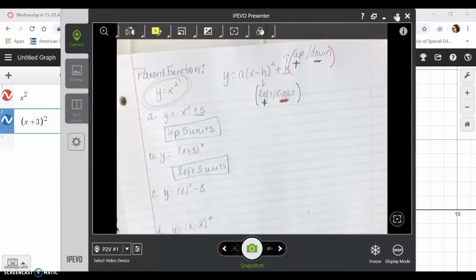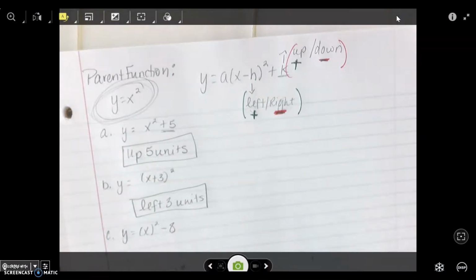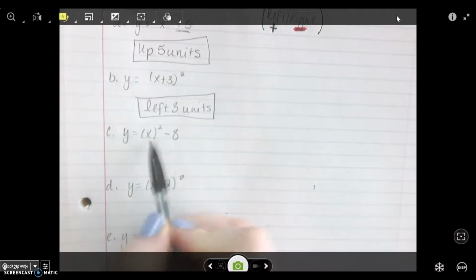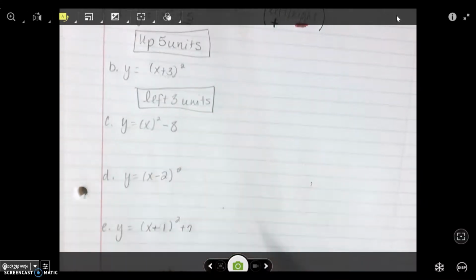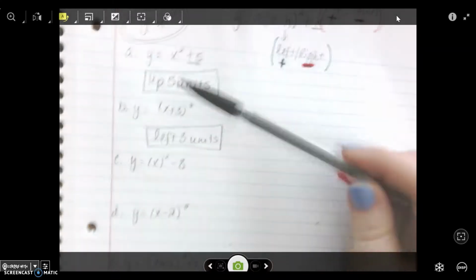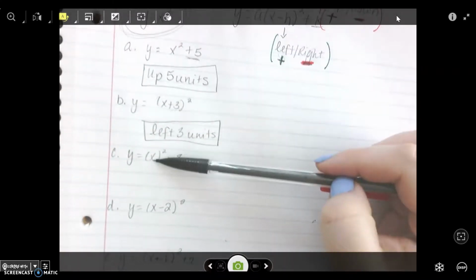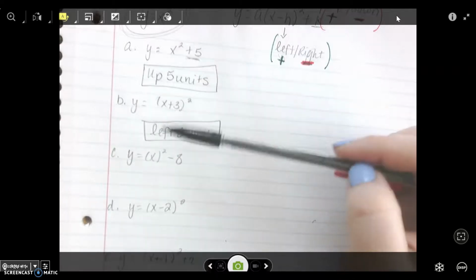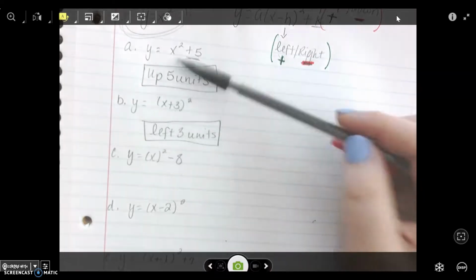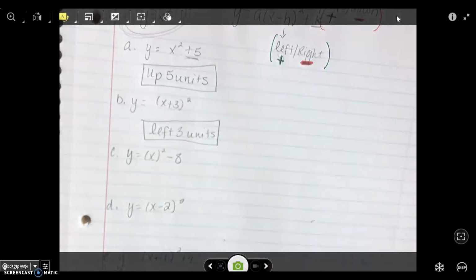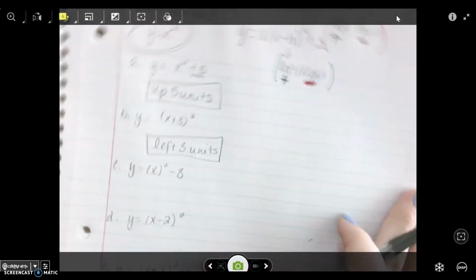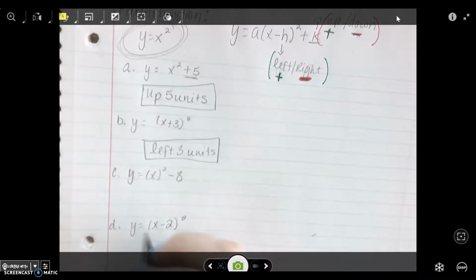Okay. C says x squared in parentheses minus 8. Guys, there's not a difference between this x squared and this x squared. They're trying to throw you off here, but you're not doing anything different inside the parentheses. So if it just says minus 8 at the end, it's minus, so you're going to go down 8 units.